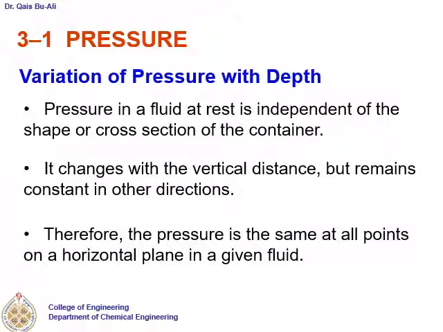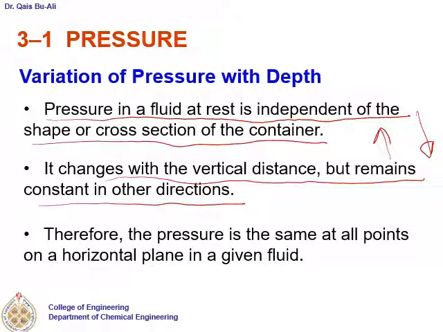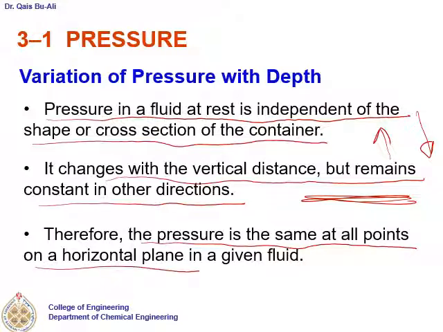Now let us give you the conclusion of the previous slide. Pressure in a fluid at rest is independent of the shape or the cross section of the container. As you have just seen, all the points at the same elevation have the same pressure. It changes with vertical distance, but remains constant in other directions. So if I go down, the pressure increases. If I go up, the pressure decreases. But if I just go horizontally, then the pressure remains constant. Therefore, the pressure is the same at all points on a horizontal plane in a given fluid.